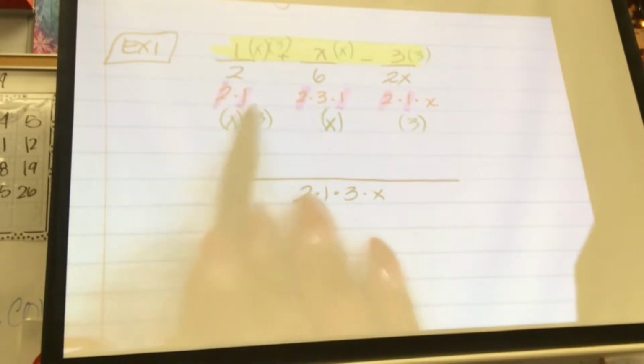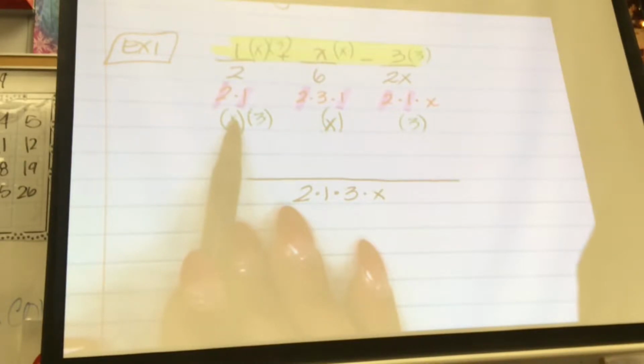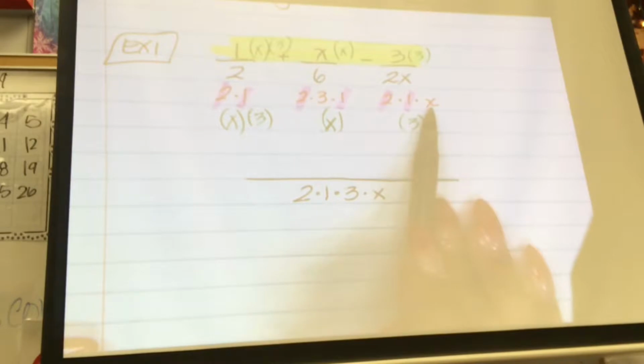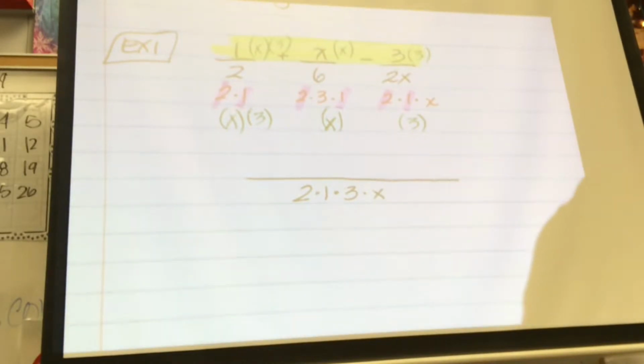Does this say 213x? Yes. Does it have to be in the same order? No. Is 2 times 3 the same thing as 3 times 2?